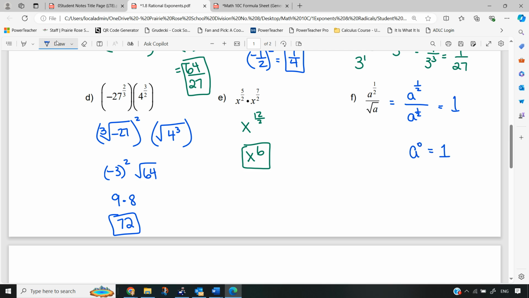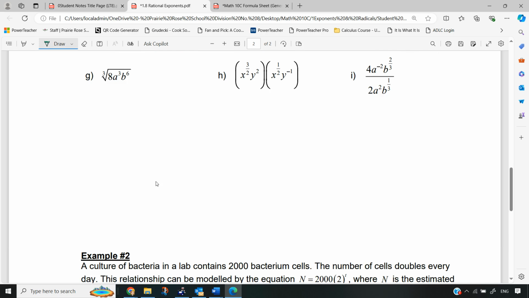Taking a look at G, we have the cube root of 8a cubed b to the 6th. There's a couple different ways that we can approach this question. One is to convert this to exponential form. So that's going to give me 8a cubed b to the 6th, all to the exponent of 1/3. Now, 8 to the 1/3 is the same as the cube root of 8. A cubed to the exponent 1/3, 3 times 1/3 would be 1, and 6 times 1/3 would be 2. Now the cube root of 8 is 2, so I'm going to be left with 2ab squared.